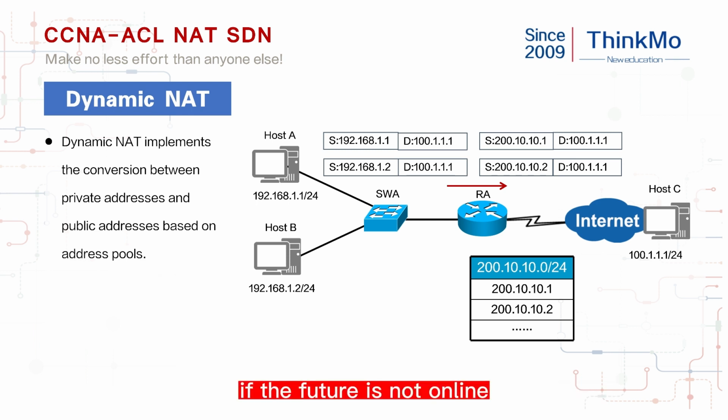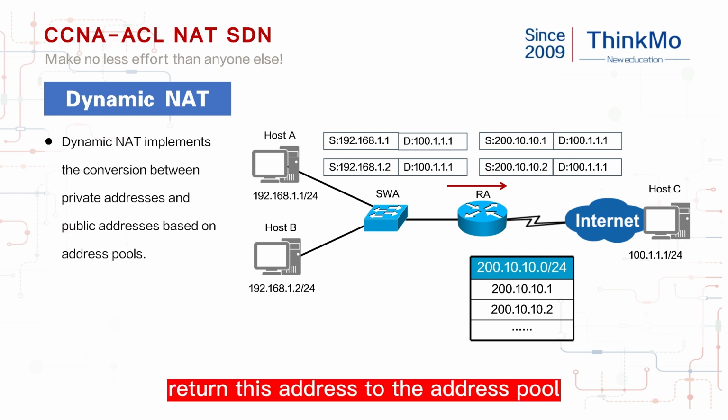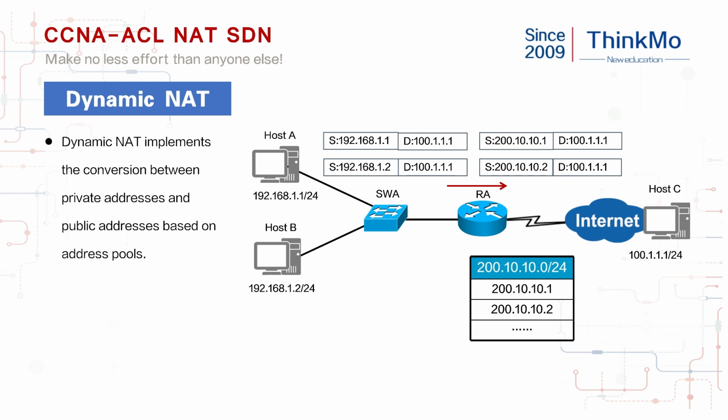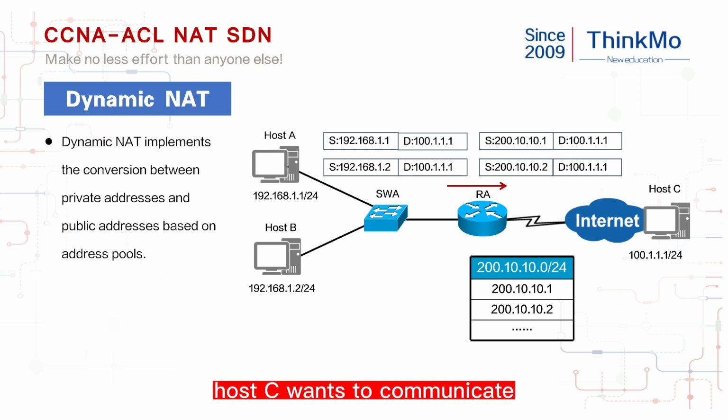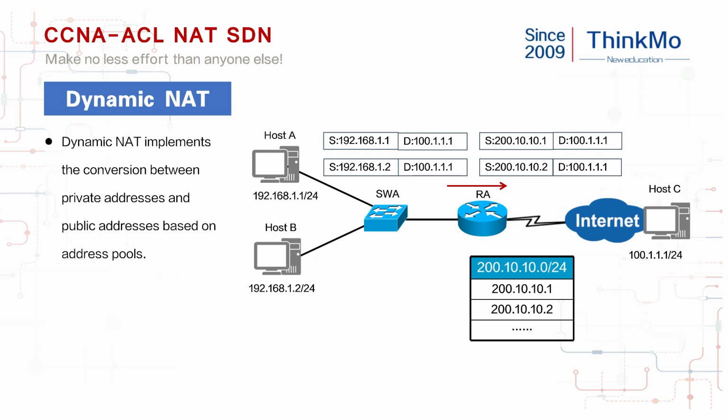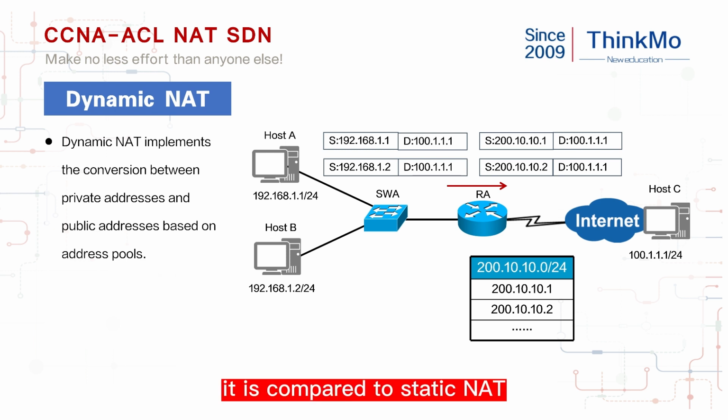If the host is not online in the future, return this address to the address pool. For example, in the future, if host C wants to communicate, it can take the address and use it. This is compared to static NAT.